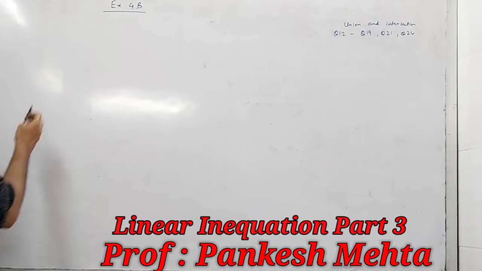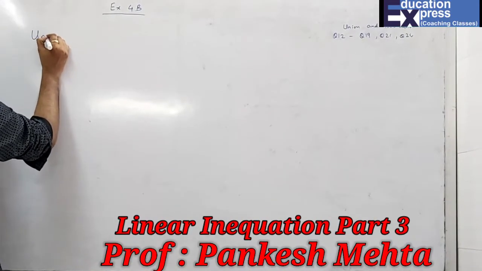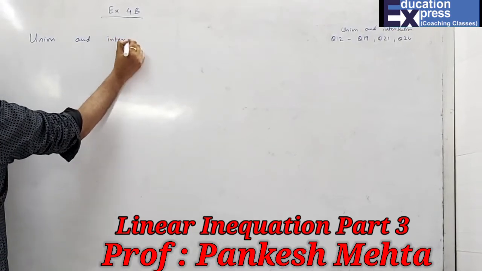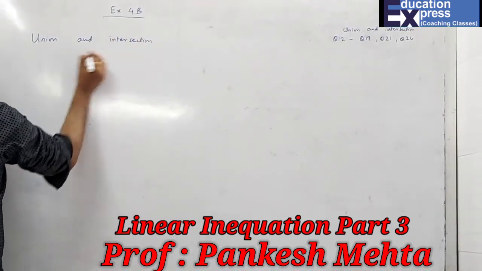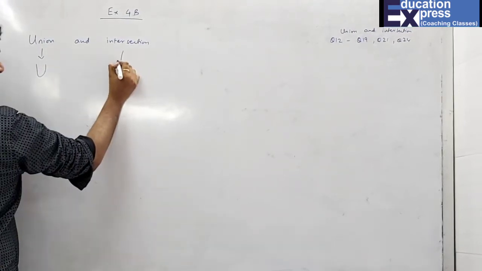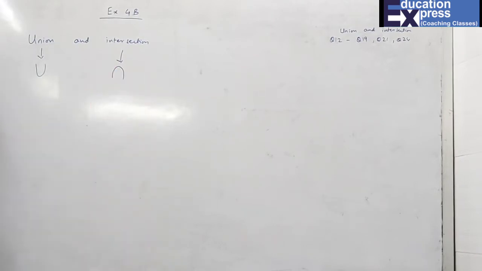So students, now we learn about union and intersection. Union is represented by this sign ∪, which I have shown earlier also, and intersection by ∩ sign.